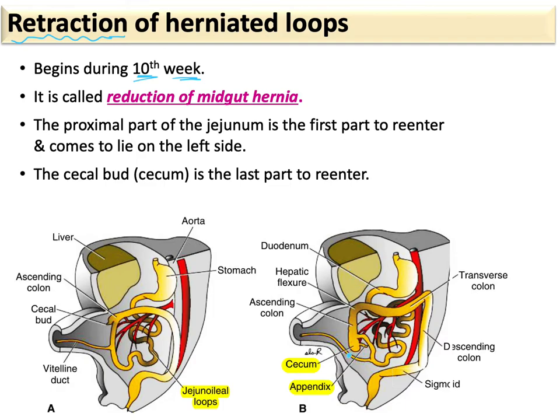So this is what I mentioned. Look at the loops of the jejunum and ileum. They retracted first. They then took the central part of the abdominal cavity. Then the last thing to be retracted is the cecum, or cecal bud, that gives, of course, the cecum and appendix.